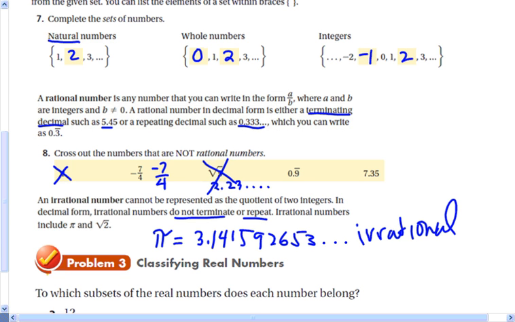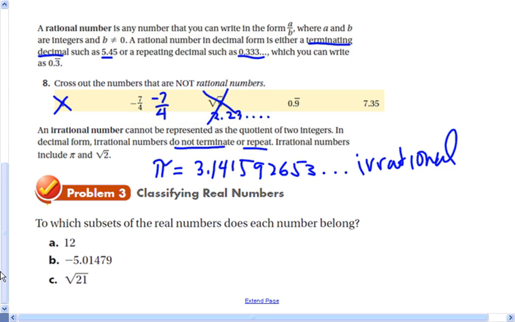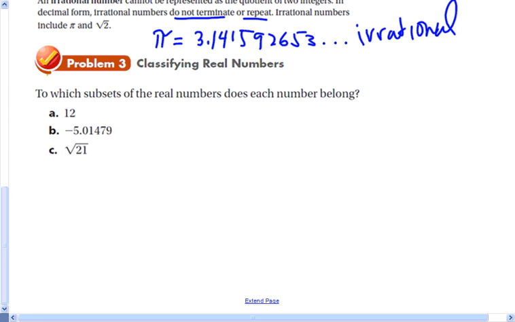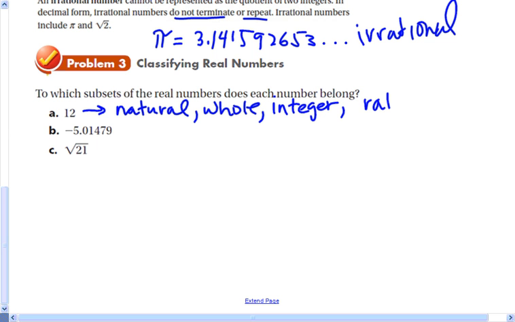Okay, so classifying real numbers. To which subsets of the real numbers does each number belong? Well, we're just talking about the ones we have up there. Natural is one of the ones we can classify 12 as. Whole, it's an integer because that's a positive or a negative whole number. And it's a rational number because it can be written as 12 over 1.